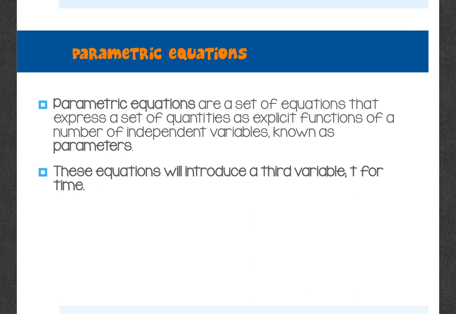So parametric equations are sets of equations that express a set of quantities as an explicit function of a number of independent variables known as parameters. These equations will introduce a third variable, t, for time. So when it talks about a parameter, it means the variable t, and t represents time. So these will have an x, a y, and a t. Usually the parametric is two equations. It's an x equals and a y equals, and both of them have t somewhere in that equation. Okay, that's how you can identify parametric.